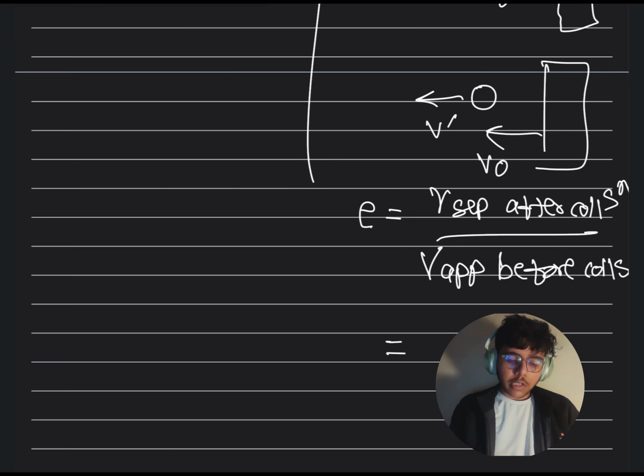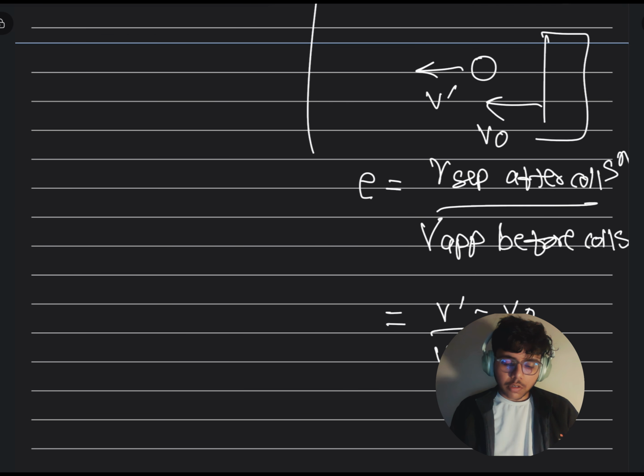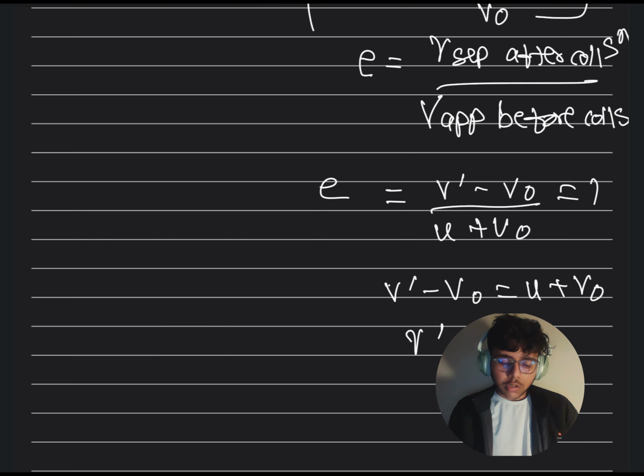So what is the velocity of separation after collision? It would be v dash minus v naught, divided by the velocity of approach before collision, which would be u plus v naught. In this question, the coefficient of restitution is 1, so v dash minus v naught equals u plus v naught, so v dash equals u plus 2v naught.